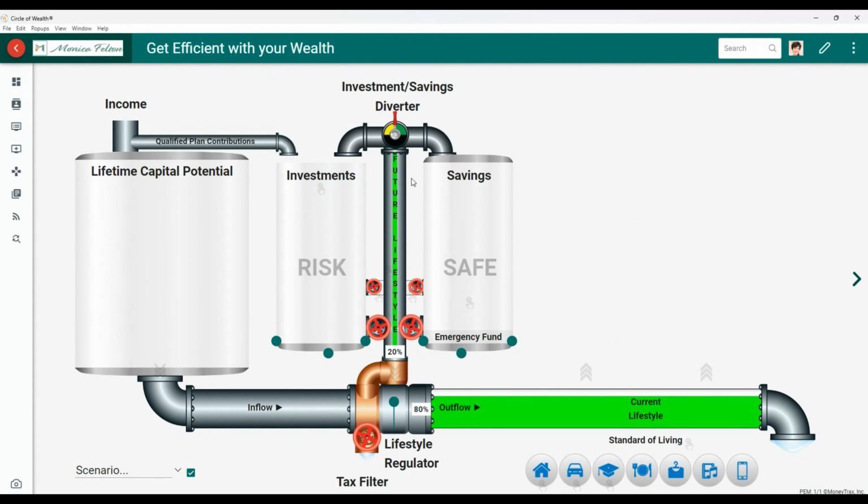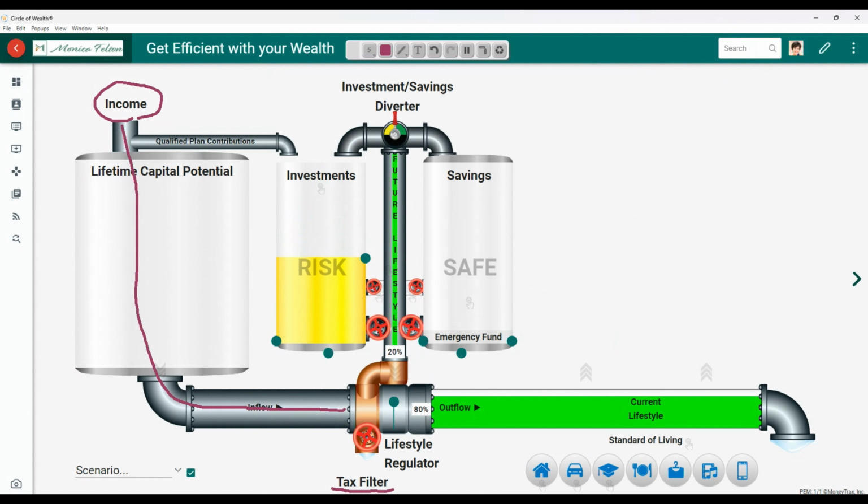So let's get started. Here we are back at the personal economic model. And if you recall, last week we went over risk, right? Risk is the ability to earn, but also to lose. So what we're going to talk about today is taxes, because taxes are an important piece. If you recall, you're going to earn income and it comes in through this big bucket because that represents all the money you're going to earn over your lifetime. And then what do we hit? We hit the tax filter.